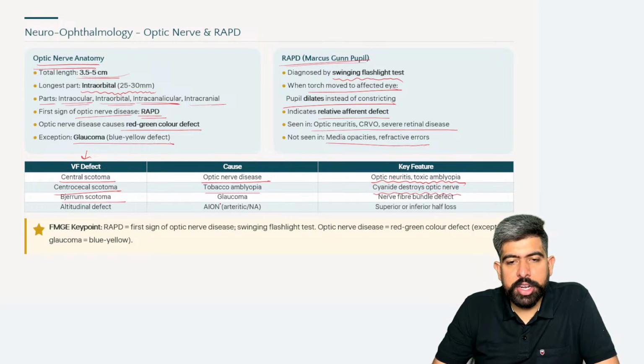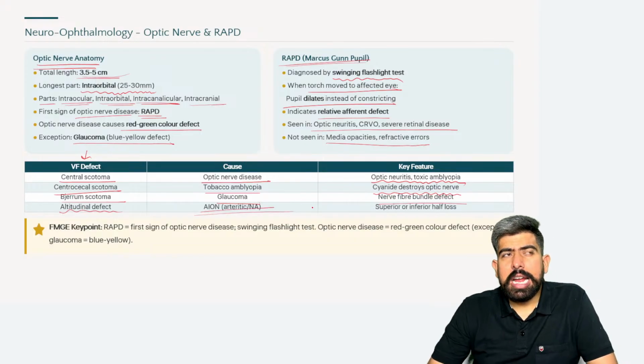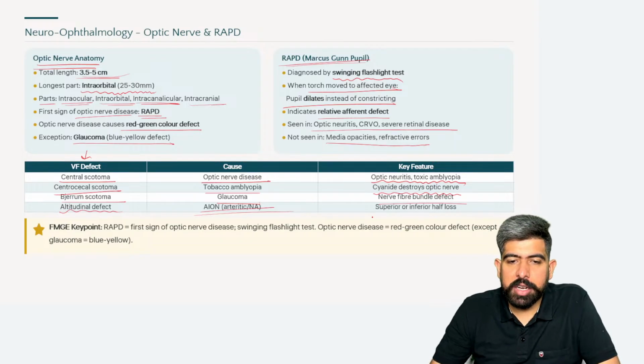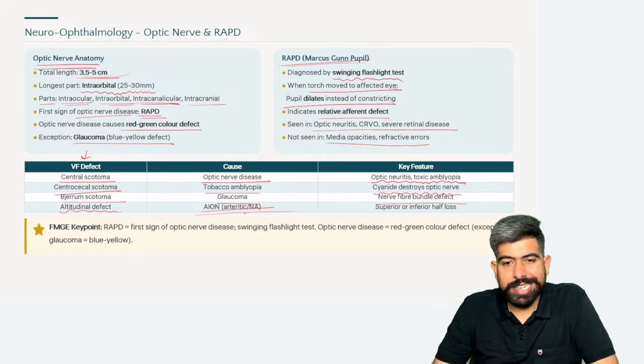Bjerrum's scotoma, we already talked about it, is seen in glaucoma from nerve fiber damage, the bundle defect. And we have the altitudinal defect, which we can see in anterior ischemic optic neuritis, right? Anterior ischemic optic neuropathy may be arteritic or non-arteritic, right?